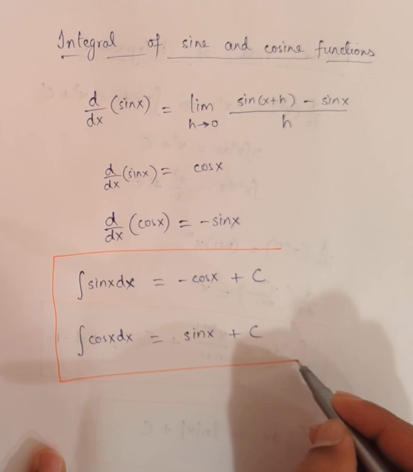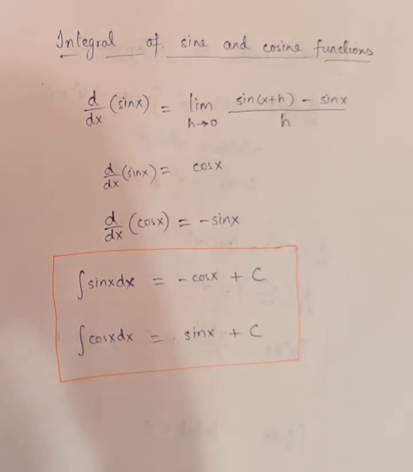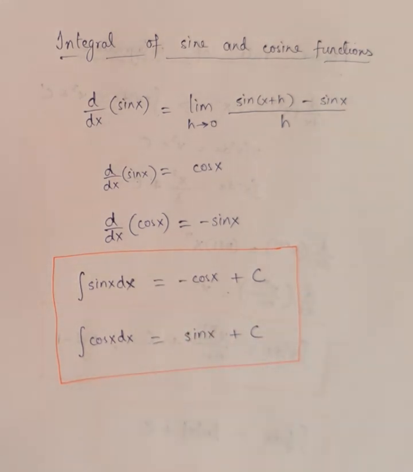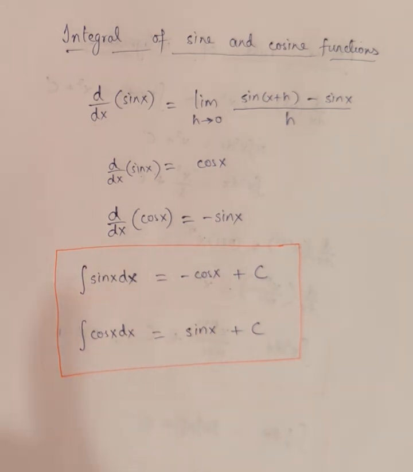They are pretty straightforward. If you remember the derivatives of sine and cosine, then you also know the integrals of sine and cosine. Now, in next videos, we'll talk about the integrals of the other trig functions. They are a little bit more complicated. The integrals of tan x, cosecant x, secant x, and cotangent x.